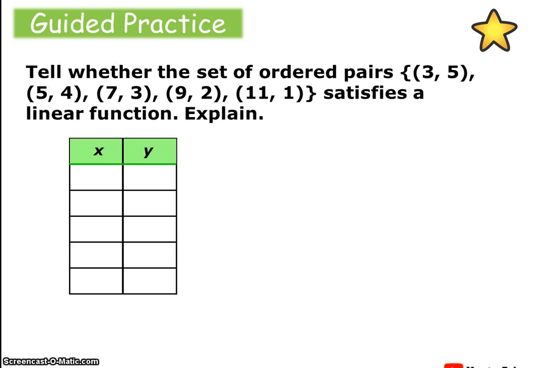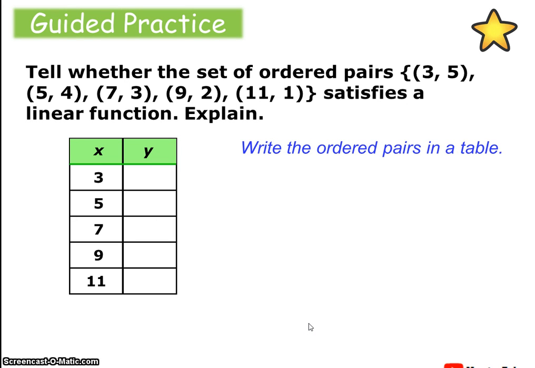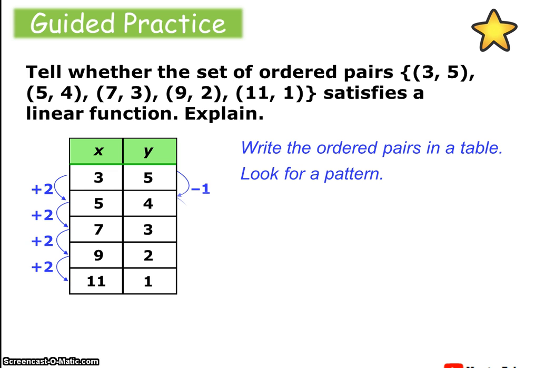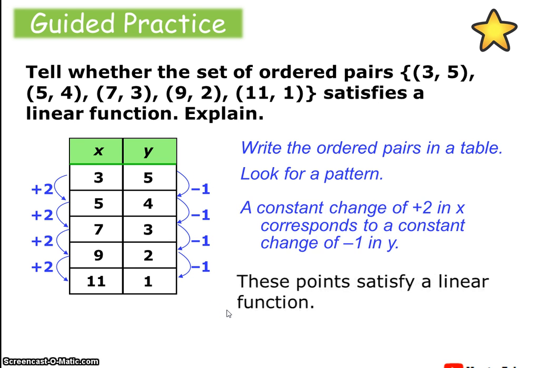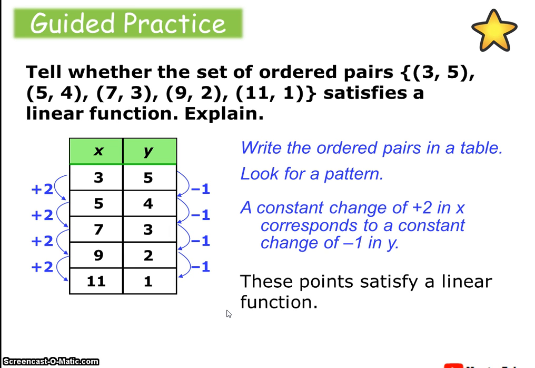Let's try one more. Pause your video. Once again, we're going to place our ordered pairs in the table so that we can see the pattern that's occurring between the x values, which appears to be plus 2 each time, and y values appears to be minus 1. So because we have that constant change in x's that's corresponding to the constant change in y's, we've got a line. This is a linear function.